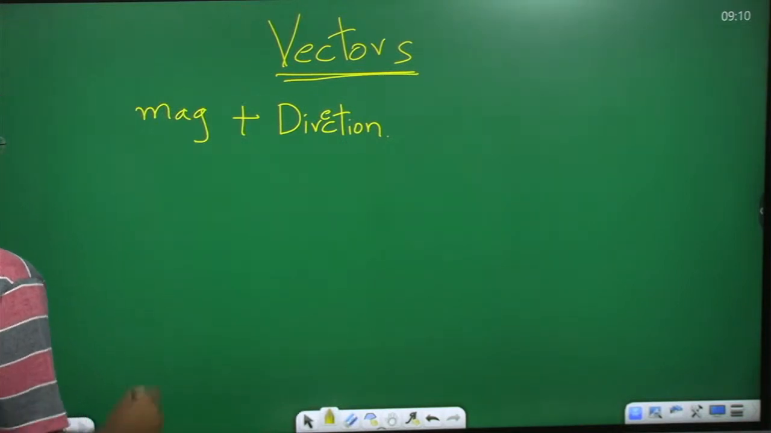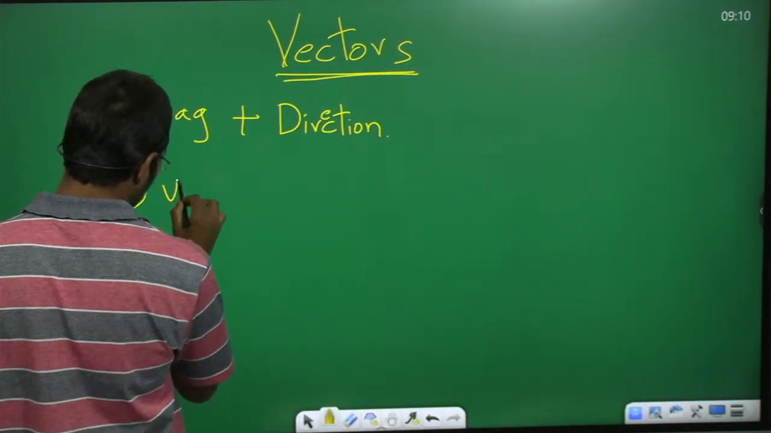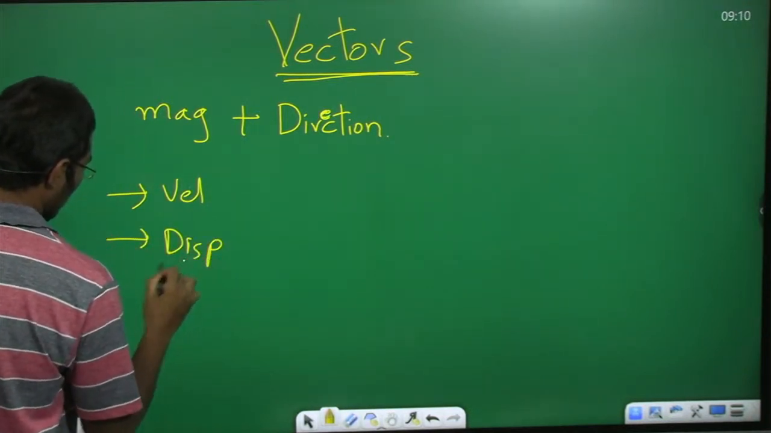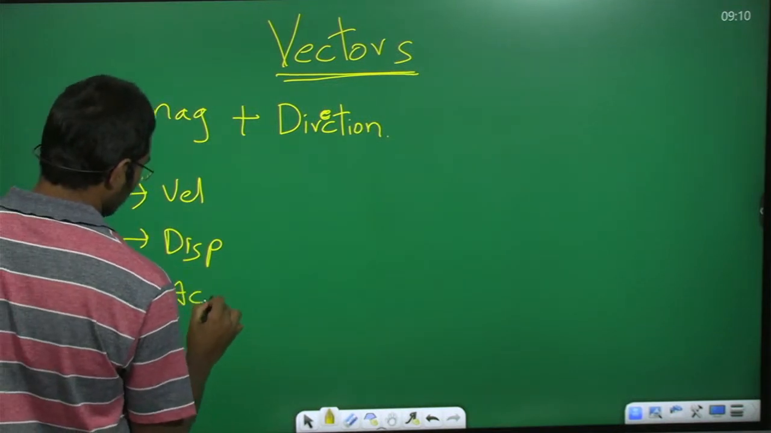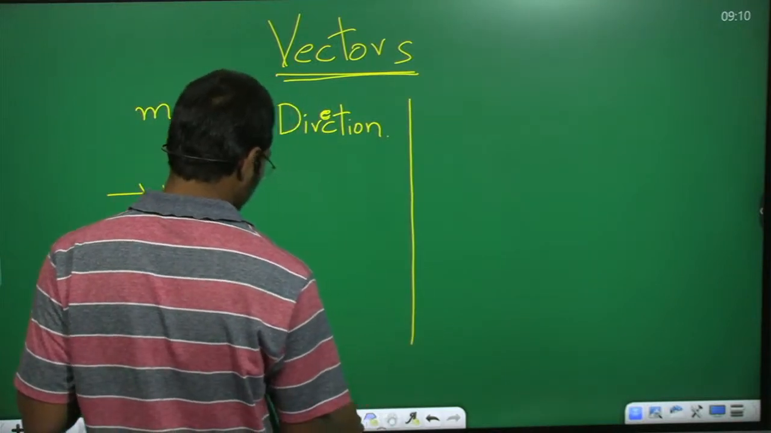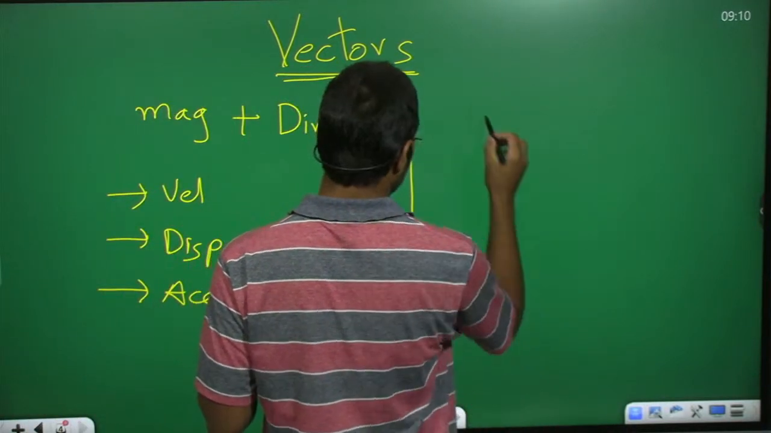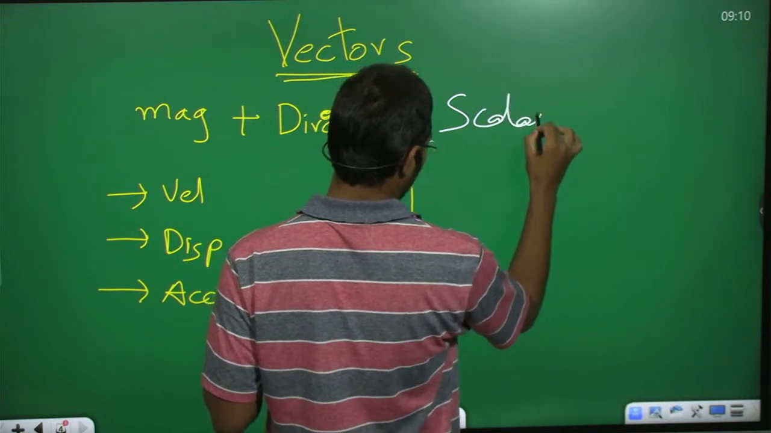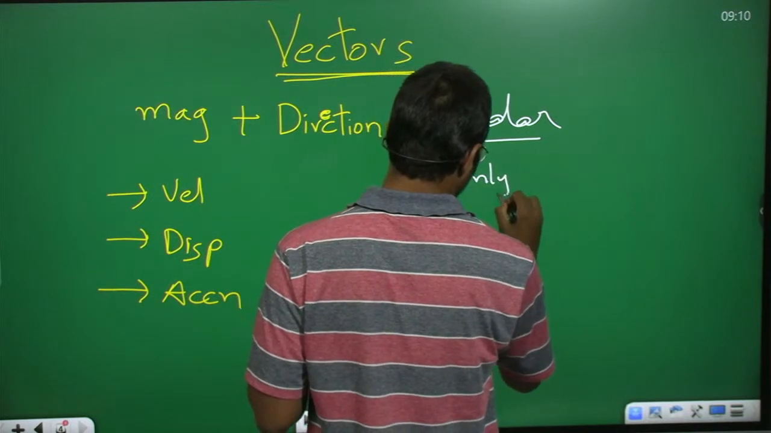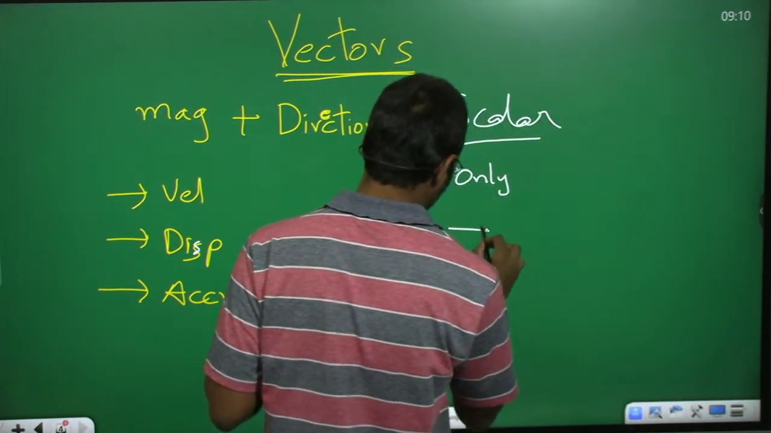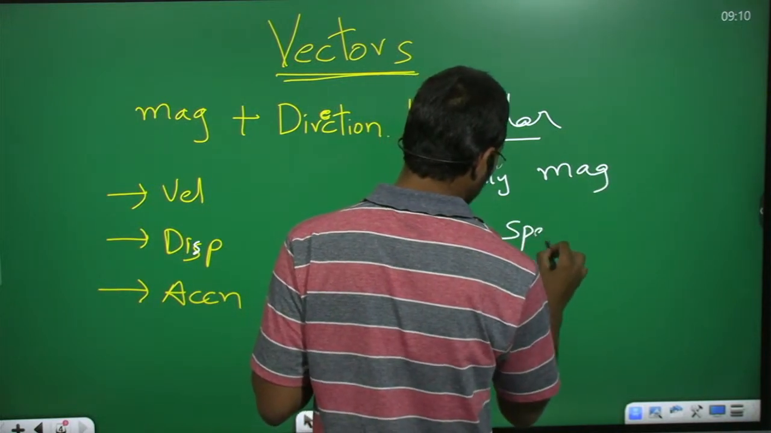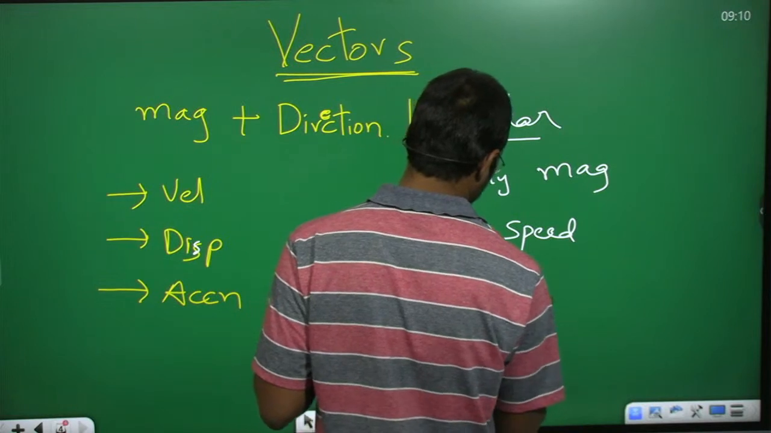Examples of vector: velocity, displacement, acceleration. In a similar fashion, a scalar has only magnitude. Examples: speed, distance.